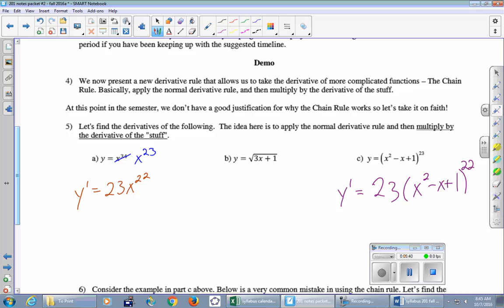But then this brand new rule comes in and says, hey, it wasn't just x. And now we have to pay for the fact that we were pretending. And the way that you pay for it is at the very end, you multiply by the derivative of what you pretended was x. We just multiply by its derivative way out here at the end. What's the derivative of x squared minus x plus 1? 2x minus 1. Throw that in parentheses.